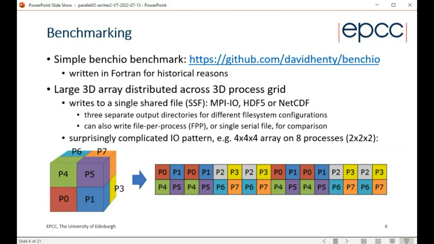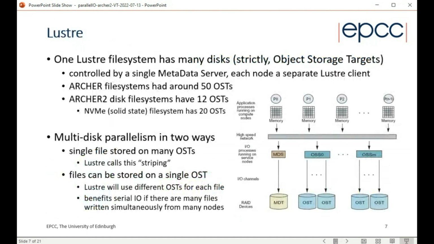So I like this. Even in this almost trivial situation of a 4x4x4 array on 8 processes, you get a relatively complicated I/O distribution. So you can download that and run it if you want.